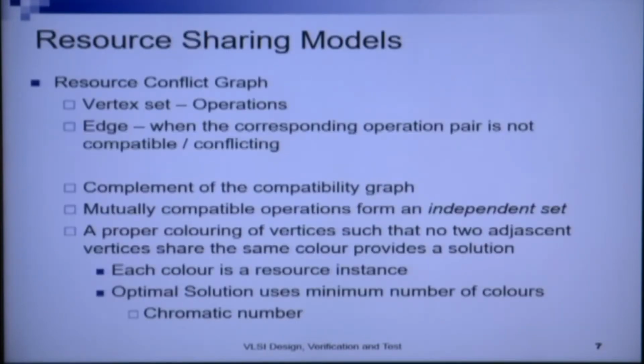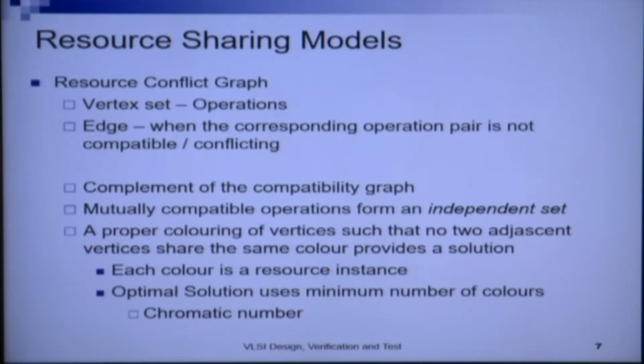The second resource sharing model is the resource conflict graph. Resource conflict graph has the same vertex set as the compatibility graph. So, its vertex set are also the operations of the operation constraints graph. What are the edges? There is an edge between two operations if they are not compatible. That means, in the compatibility graph, two operations shared an edge if they were compatible. In the conflict graph, two operations share an edge if they are not compatible. Hence, the conflict graph is a complement of the compatibility graph.